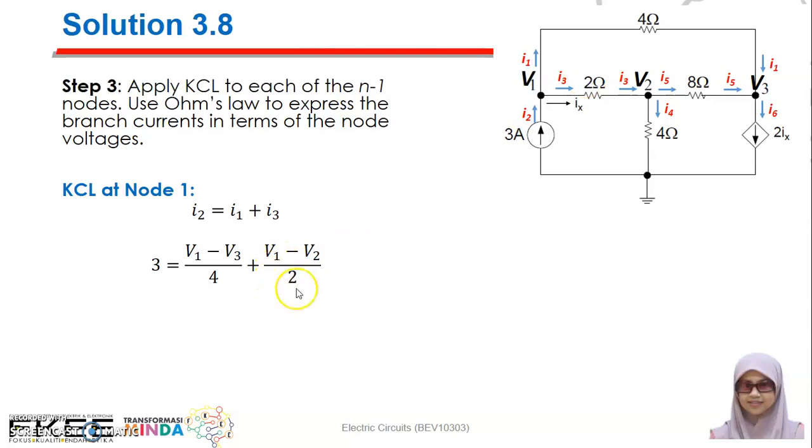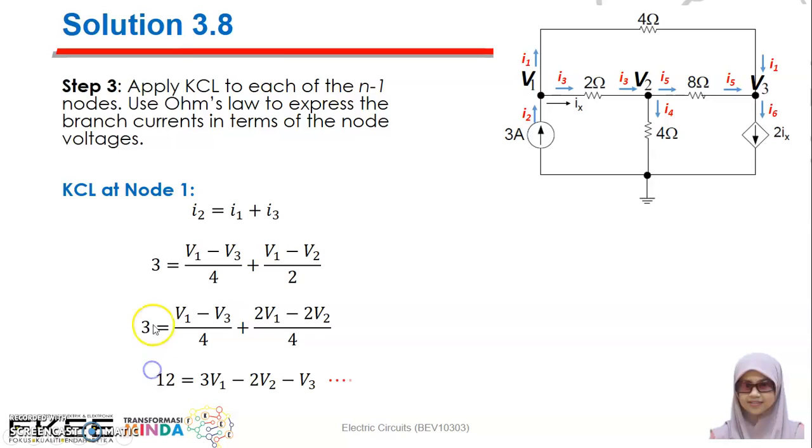Okay, and then after that I can further simplify my equation so that I have the same denominator here. So here I have 4, here also I want to make it 4. So I can multiply this term by 2 divided by 2. So I can get here 2V1 minus 2V2 divided by 4. Okay, this 4 I can bring to this side, so it becomes 12. So 3 multiplied by 4 is 12. Okay, so V1 plus 2V1 will be equal to 3V1. Okay, here minus 2V2, here minus V3. Okay, so consider this as equation number 1.